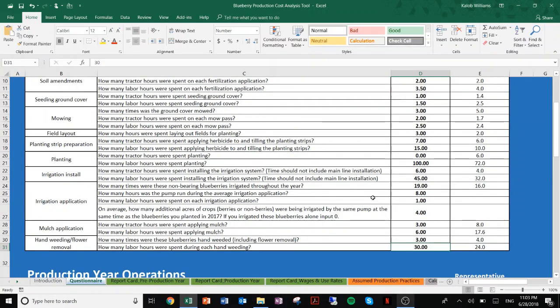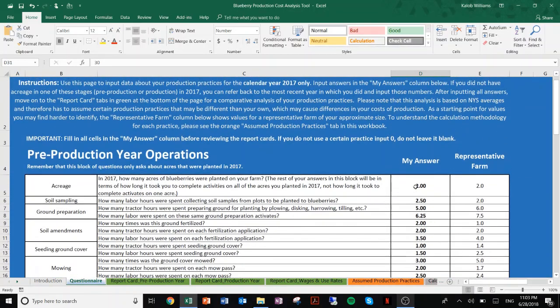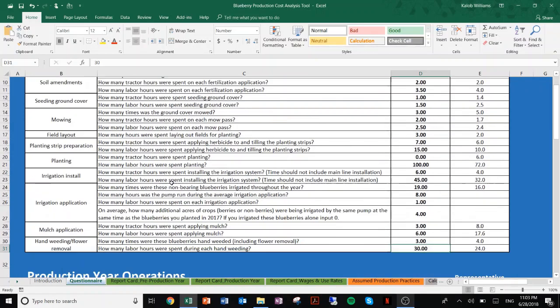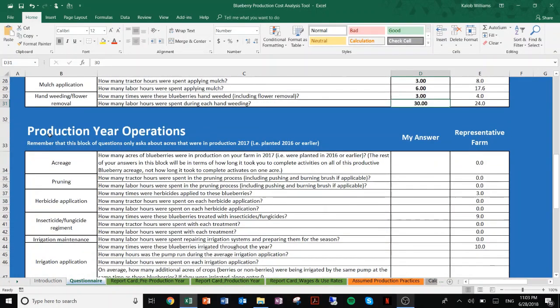Okay, now let's say that you were able to fill out all of the pre-production year operations questions. Then you move on to the next section. The next section is talking about production year operations. Now it's very important to remember that these are asking about 2 different things. Right here you have a very similar question at first.